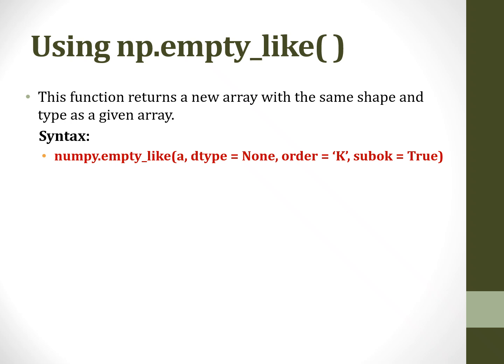In the first method, we use the empty_like function to create a matrix similar to the original matrix. The main use of np.empty_like is that the new array which is created will have the same shape and type as the given array. So this is the syntax: numpy.empty_like(a, dtype=None, order='K', subok=True). We'll see an example for this.